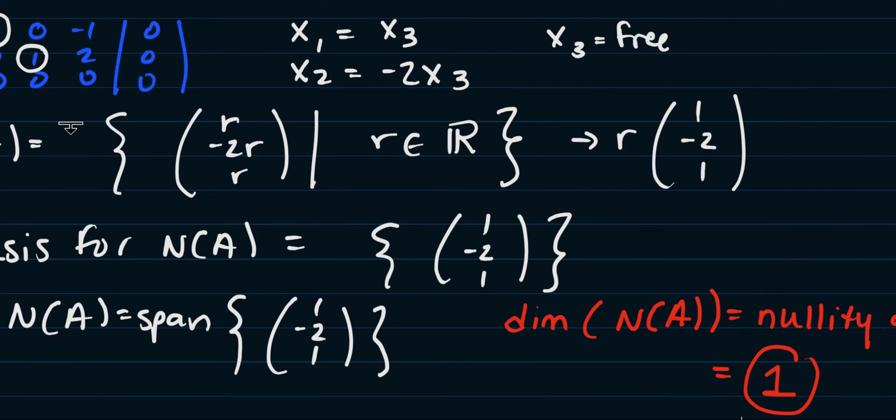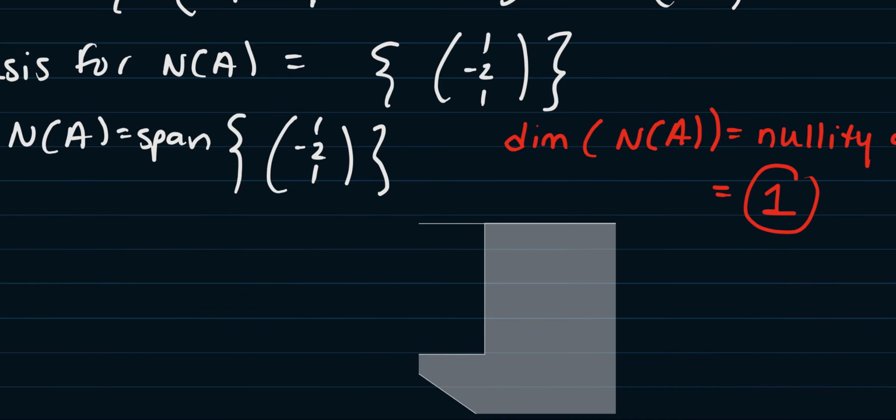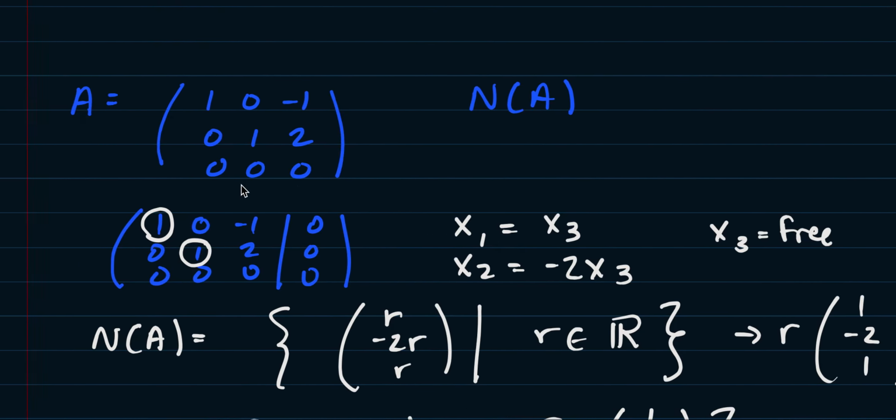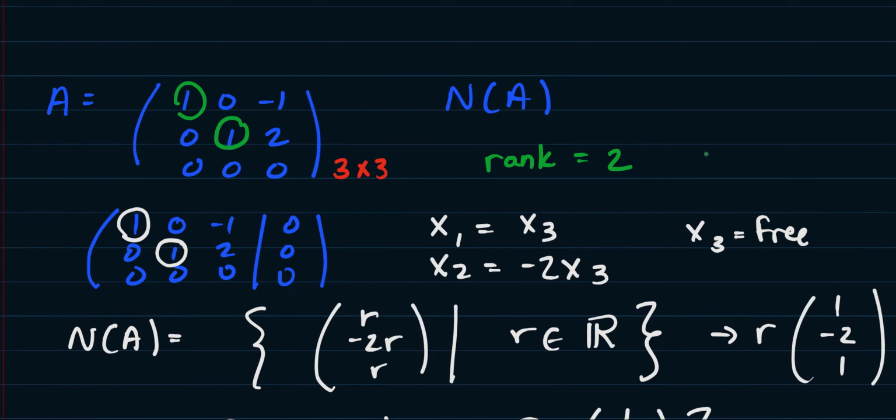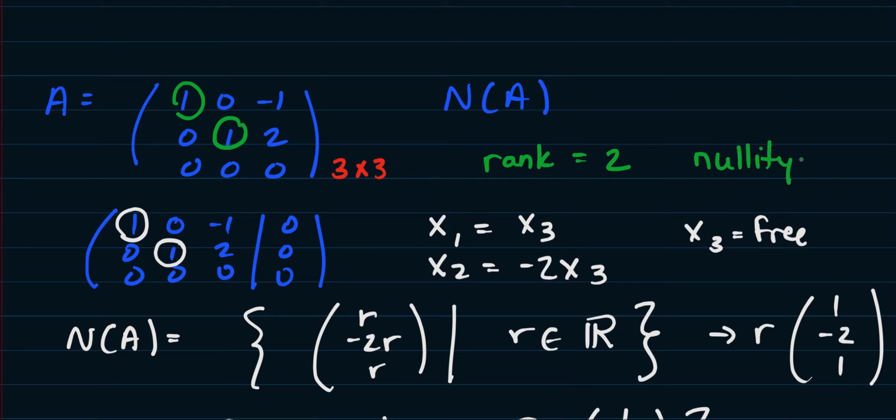I want to bring your attention to something. How big is this matrix? This matrix is a 3 by 3 matrix. Notice that its rank is 2, because remember the rank is the number of pivots in the reduced row echelon form, and there's only 2 pivots here, right? So we have the rank is 2, and we said that the nullity is 1, and 2 plus 1 is equal to 3. What's this number right here? It's 3.